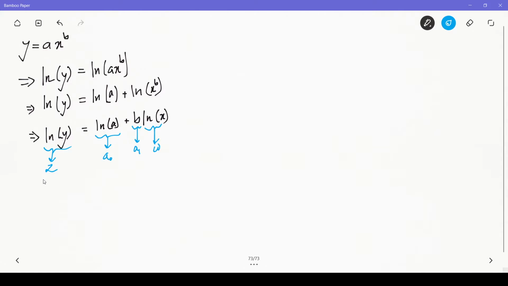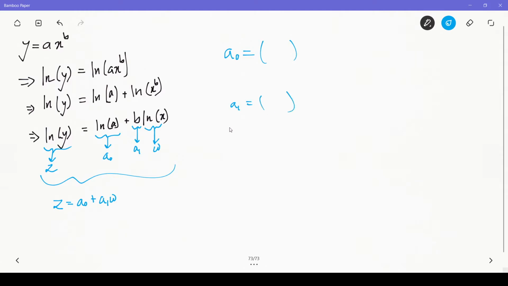So what we end up with is our linear regression equation, right? Z equals a naught plus a1 w, where a naught is our y-intercept and a1 is the slope of the linear regression line, right? So now that we have ended up with the linear regression equation, we can use the formula that we have derived to find the value of, say, a naught and a1.